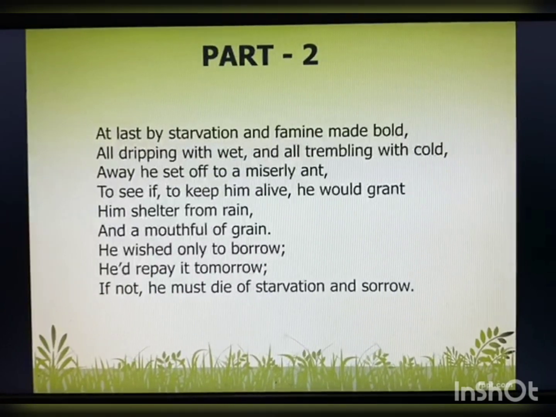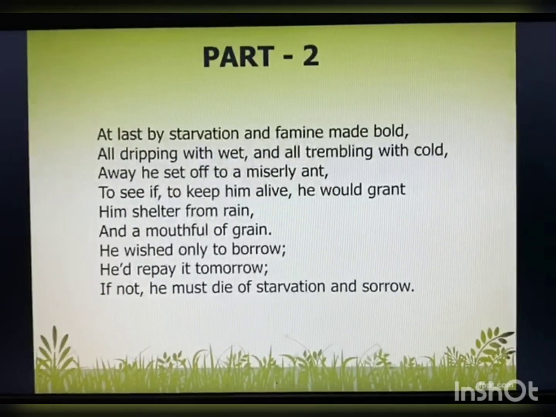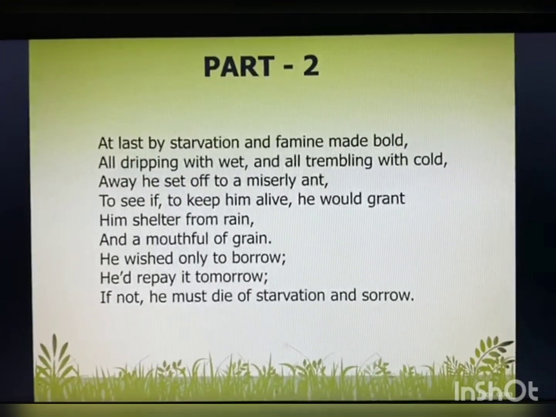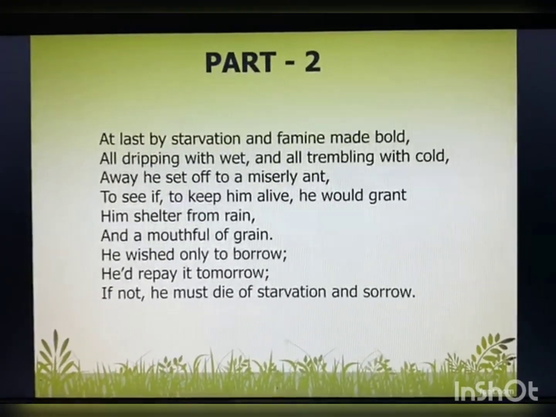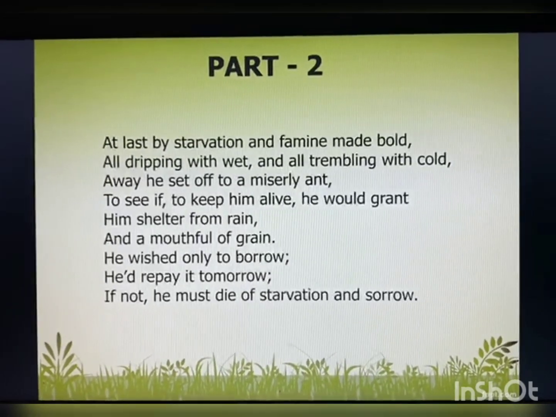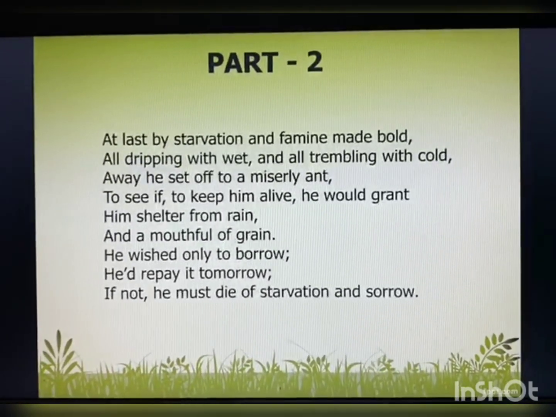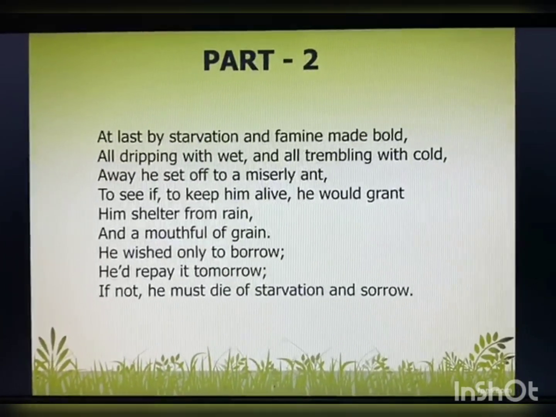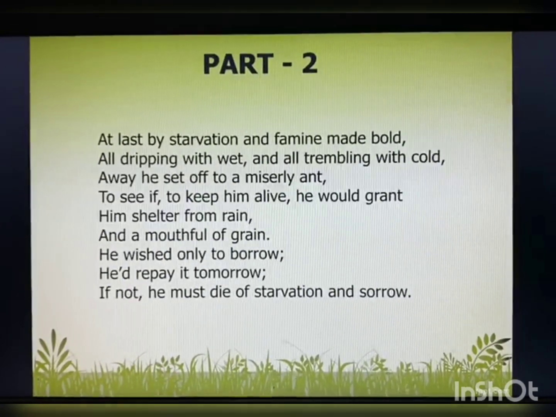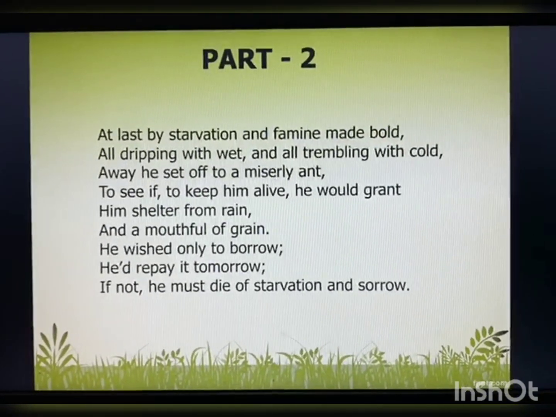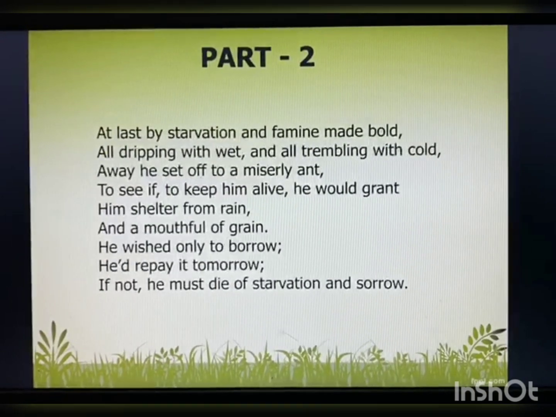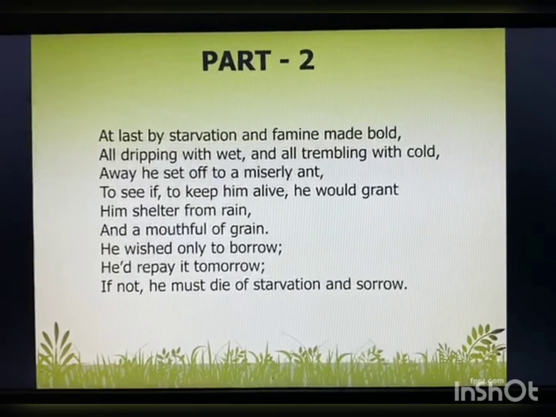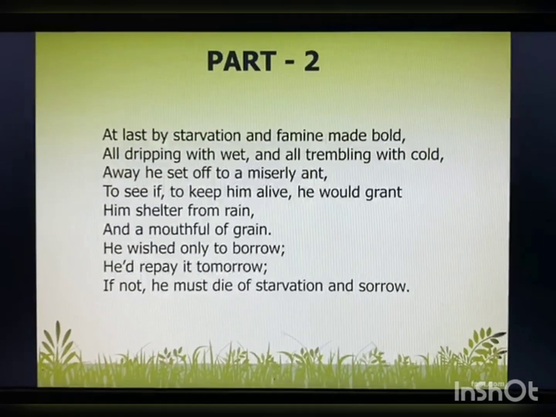There was unavailability of food, chilling cold and perhaps rain, which made the cricket wet and shiver a lot. While travelling, it requested the ant to lend it some food and shelter and promised to give it back by the next day, or else it would die because of chilling cold, hunger and sorrow of not doing anything. This was part 2. Now we'll start with part 3.